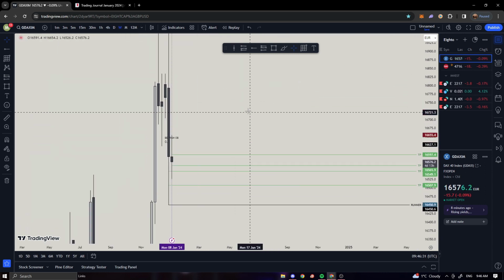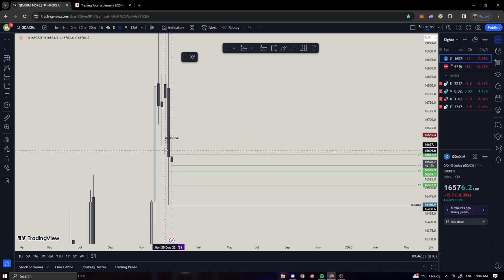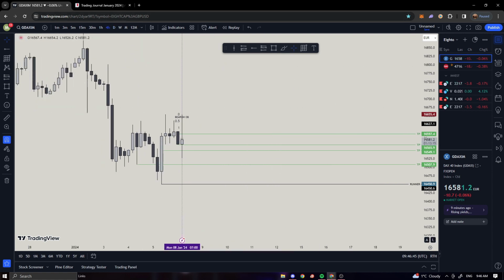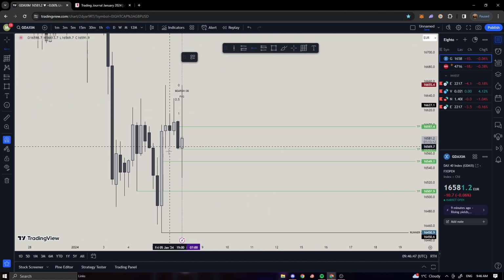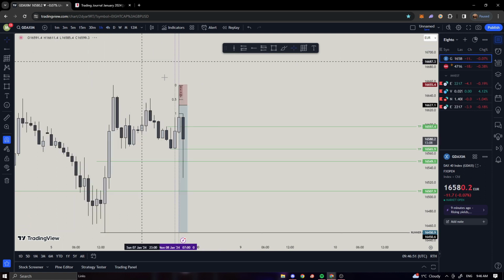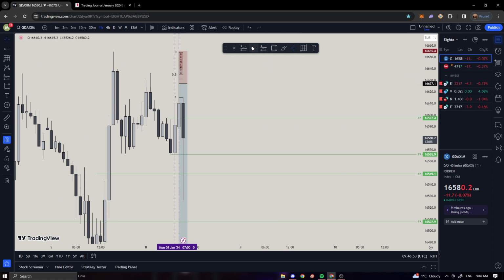Weekly was bearish when this closed due to this break of structure right here. And daily, again, it's bearish due to a break of structure from this low. Onto today, on 4 hours we are bearish because of the break of this low, and on 1 hour we were bearish because of the break of this low.